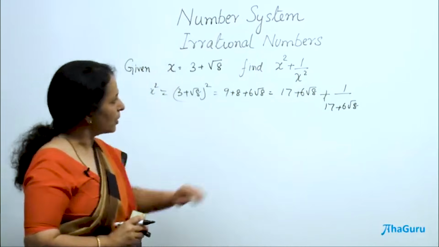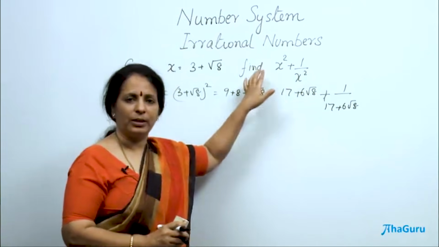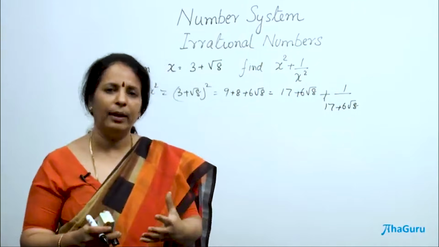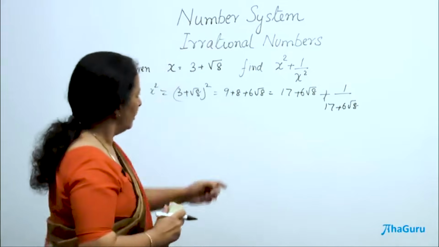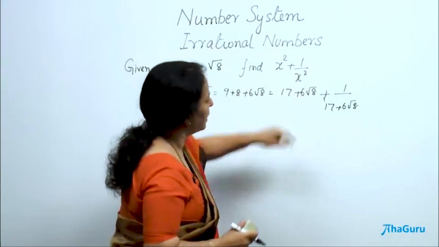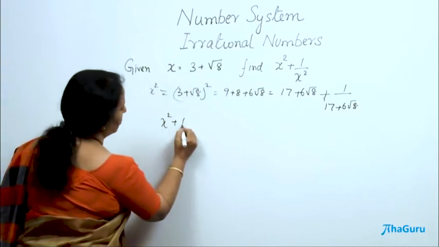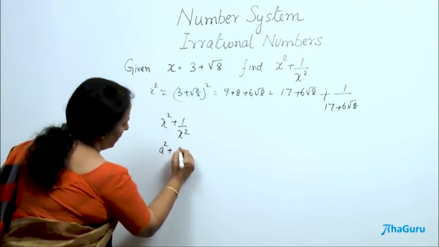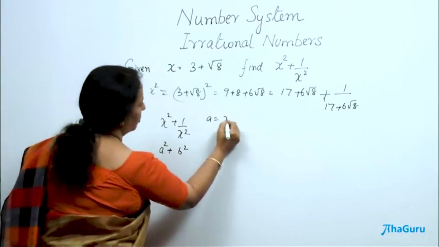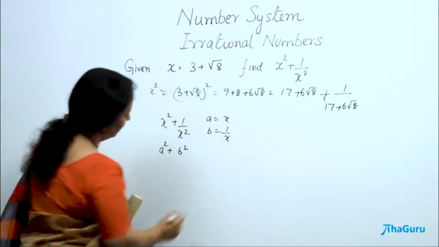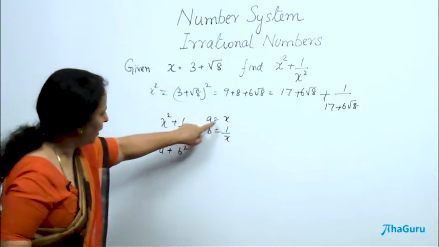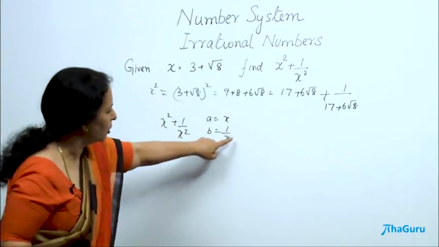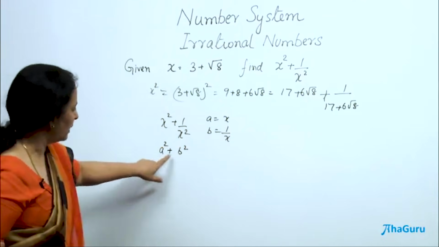So let us use an algebraic identity to see whether I can express x square plus 1 by x square in terms of something very simple, as x and 1 by x. See, look at this. This is nothing but a square plus b square. x square plus 1 by x square. So if x is equal to a, this can be written as a square plus b square, where a is equal to x and b is equal to 1 by x. Can you see that? a is equal to x, so x square is equal to a square, and 1 by x square is nothing but 1 by x whole square, isn't it? So a square plus b square.